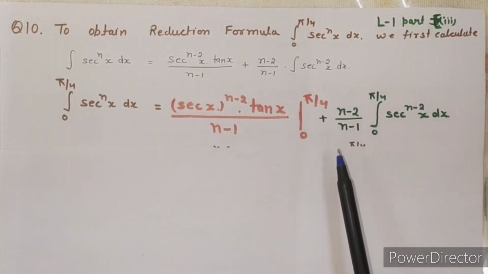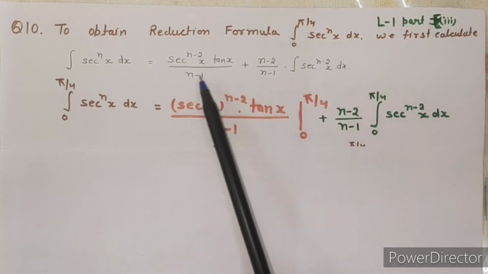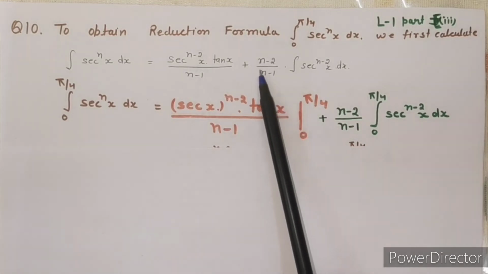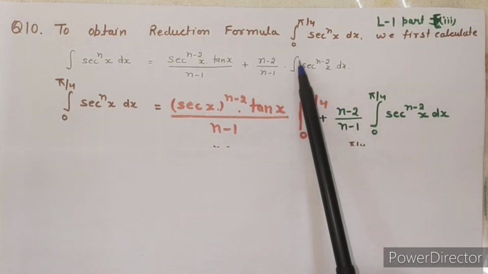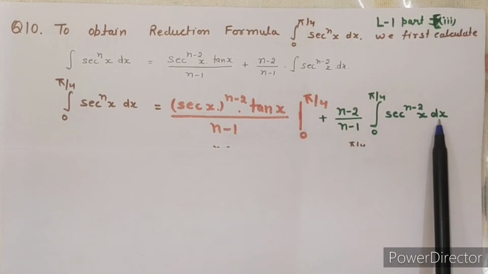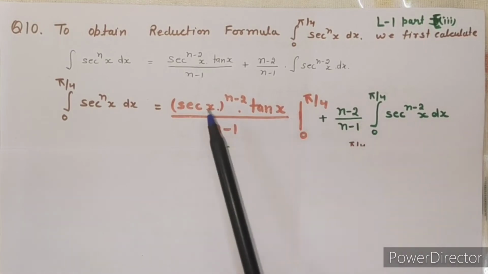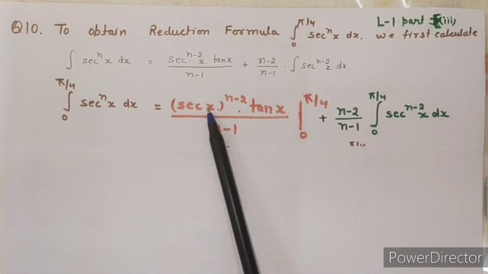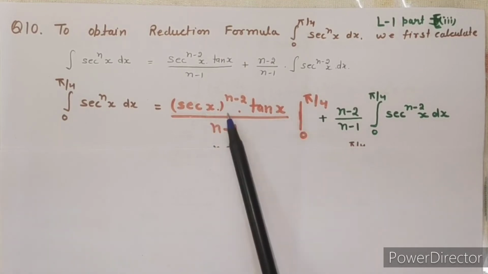My integral, my expression becomes, here I will apply the limit 0 to pi by 4. This value is the same. The integral 0 to pi by 4, the term inside the integral is the same. Now what is the value of tangent pi by 4? Tangent pi by 4 is 1 and secant pi by 4 is under root 2, right? So you will use this value.